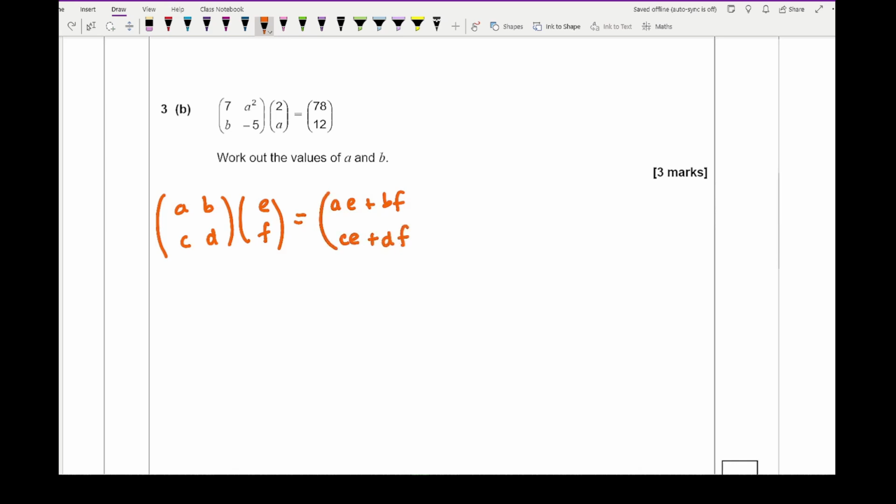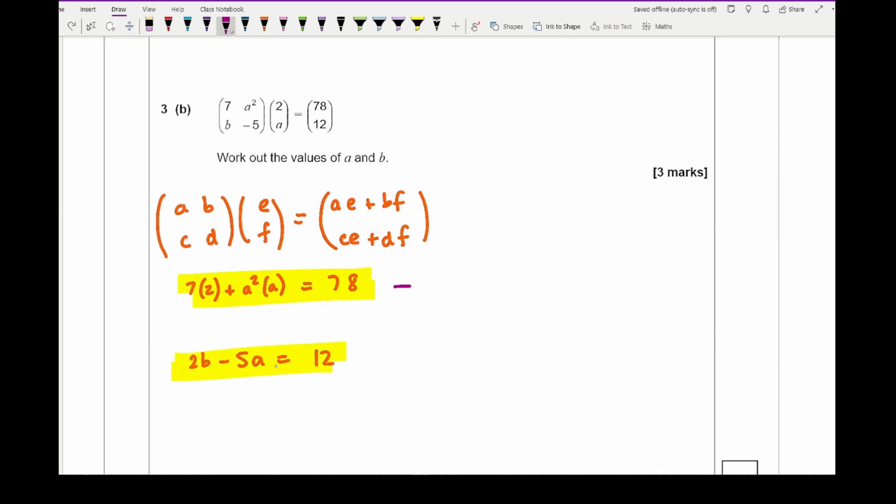So if I substitute those numbers in, what do I get? Well, I get A times E, which is 7 times 2, plus B times F, so that's A squared times A, and that equals 78. And I've got, what's that going to be? 2 times B minus 5A equals 12. Now what I need to do is just simply solve these for their respective letters.